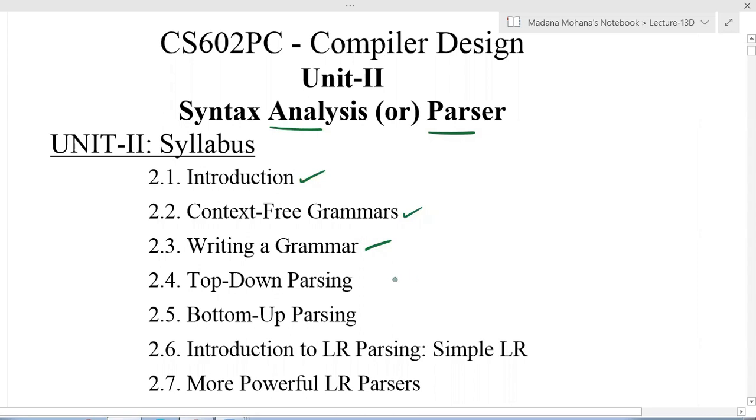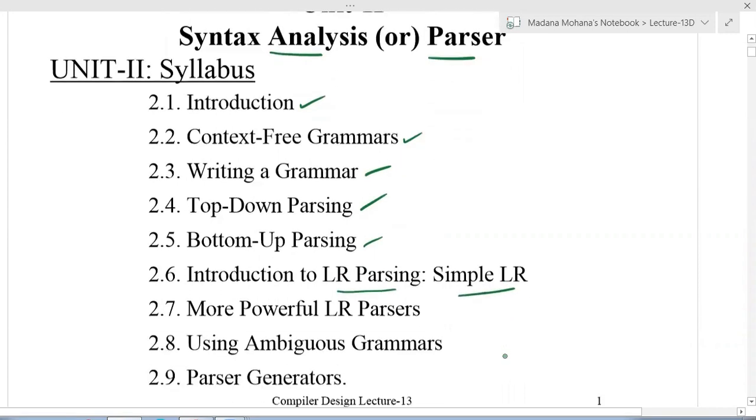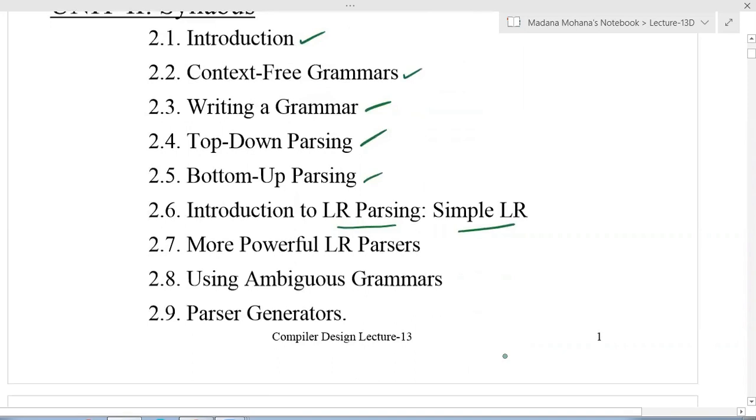Then syntax analysis or parser consists of two types: one is the top-down parser, and the other is the bottom-up parser. We will study these two. Then in bottom-up parsing, one technique is called LR parsing. Here we will discuss various types of LR parsers, like simple LR, canonical LR, and look-ahead LR. So many parsers are there. Then comparison of LR parsers, using ambiguous grammars, and finally the parser generator.